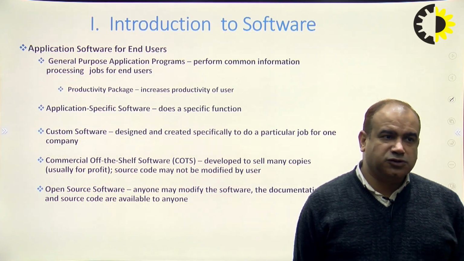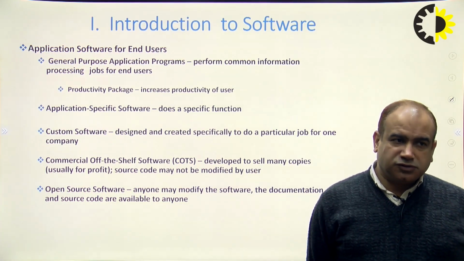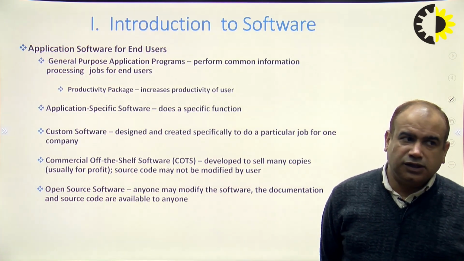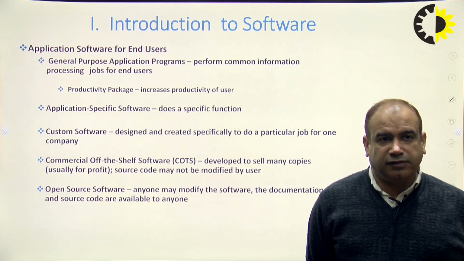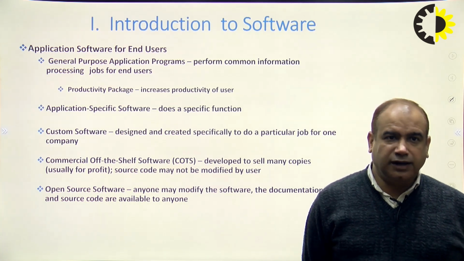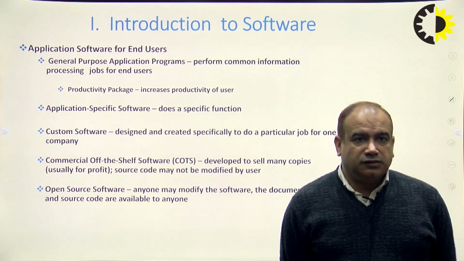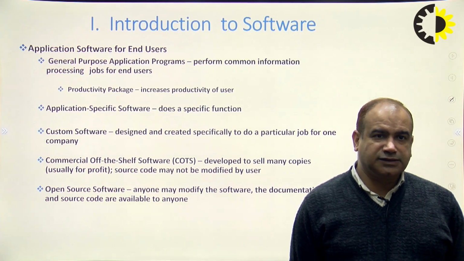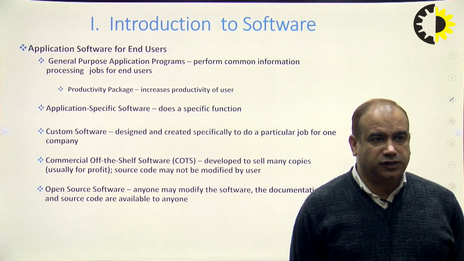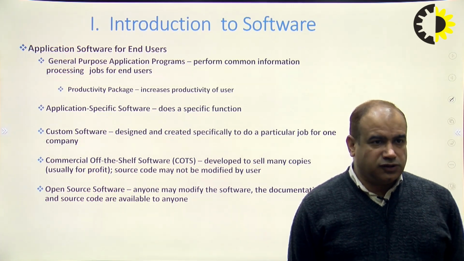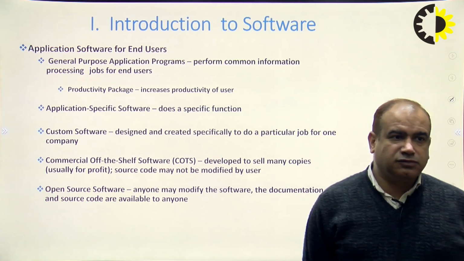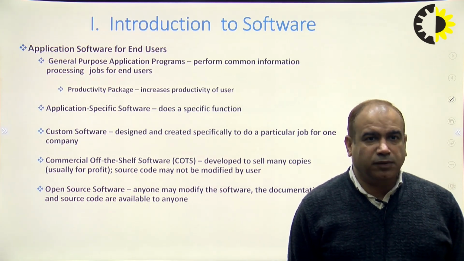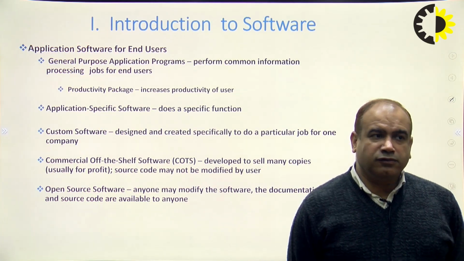Next is open source software. In open source software, anyone can modify the software, and the documentation and source code are available to everyone. For example, LibreOffice, Linux, and the spreadsheet that is part of OpenOffice are all part of open source software.